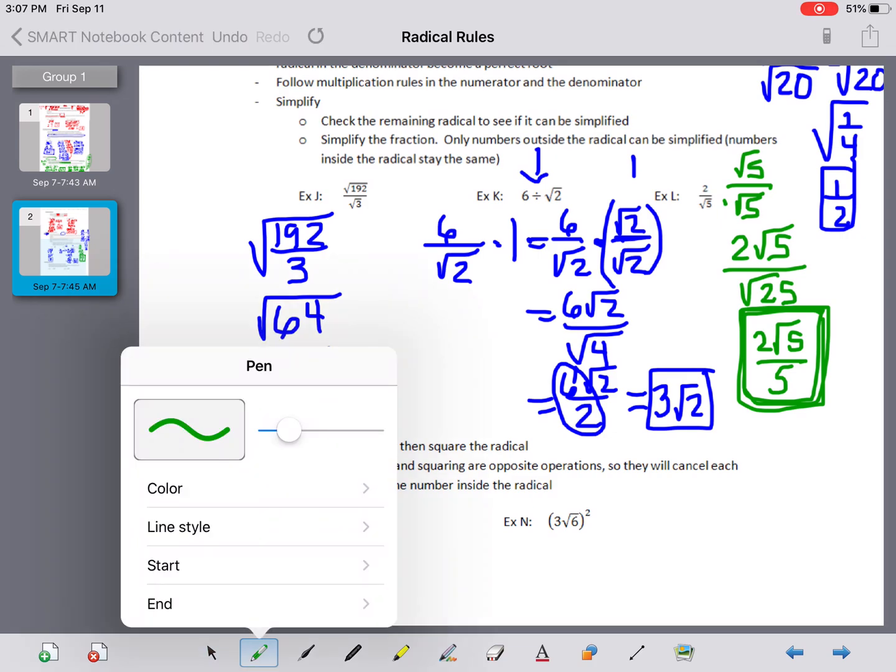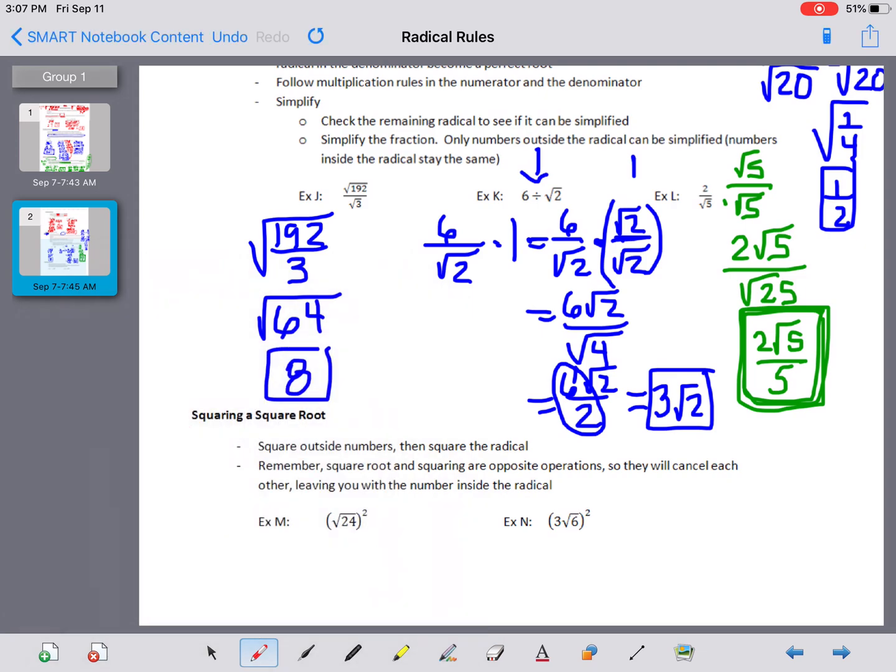So let's talk about opposites. In math, if you add something to something, you undo it with subtraction. If you multiply by something, if you want to undo it, you divide. If you square something, to undo it, you take the square root. They undo each other. They're opposites of each other, okay? So a square root and a square cancel each other out, okay?